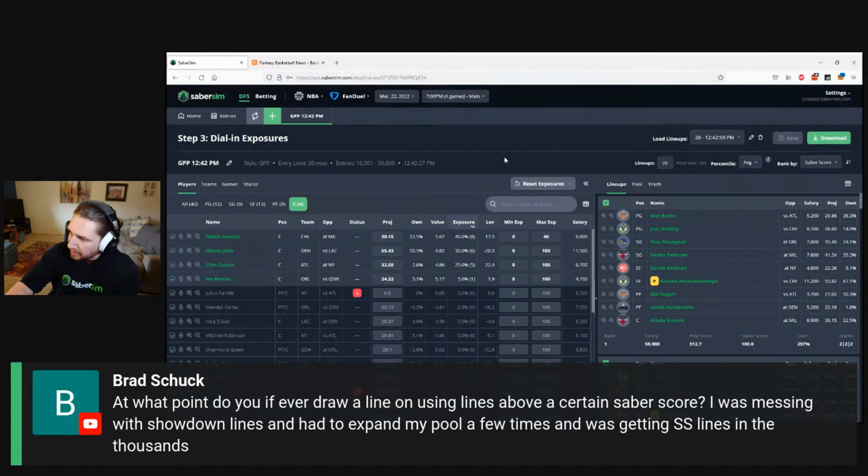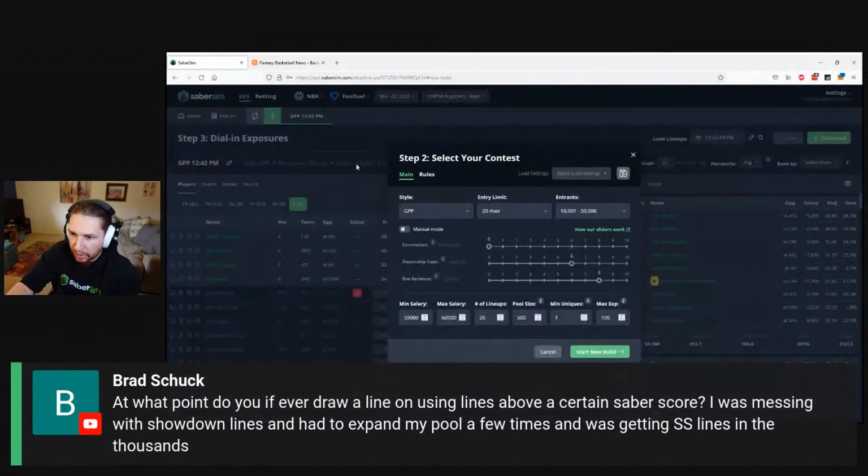I don't think about this from the standpoint of the actual value of the SaberScore. What I do is on almost all of my builds, I build 1,500 as a pool size, and I never expand it, ever. For me, if I'm expanding it, what the builder is saying is that based on what is optimal for this contest, with the simulations as they are currently set, I have exceeded the best 1,500 lineups that are possible for that slate. And to me, that is a red flag that I need to go back and take something out, because I'm doing so much that I'm probably becoming suboptimal.